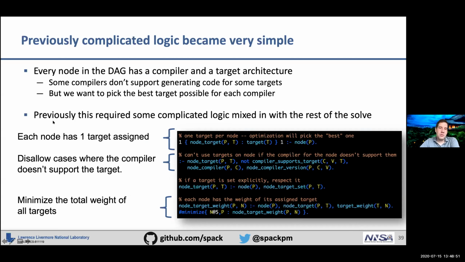And so all we do now is, instead of having some complicated logic where one side of the concretizer says, if the compiler is set, then pick a target, and if not, then wait for the compiler to be set, and so on, now we just say, don't make nodes where the compiler for the node doesn't support the target. That's all we have to tell it, and then it's smart enough not to pick configurations that look like that. So this has been pretty cool to specify things in ASP.